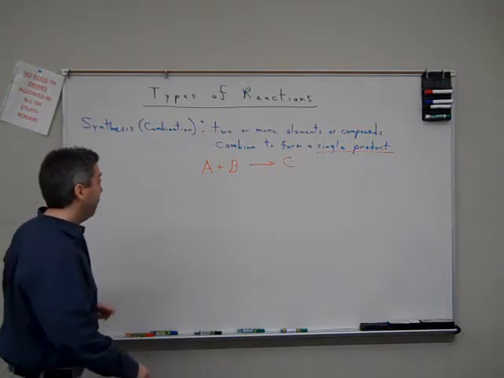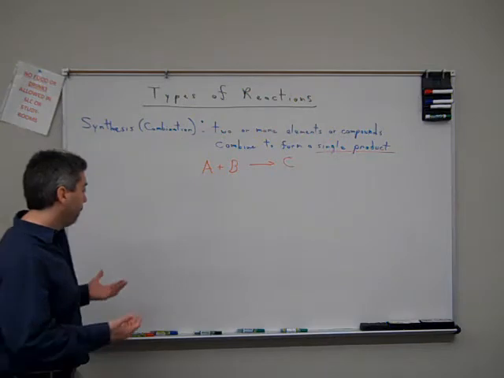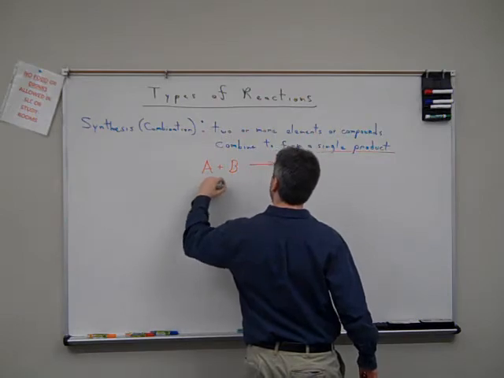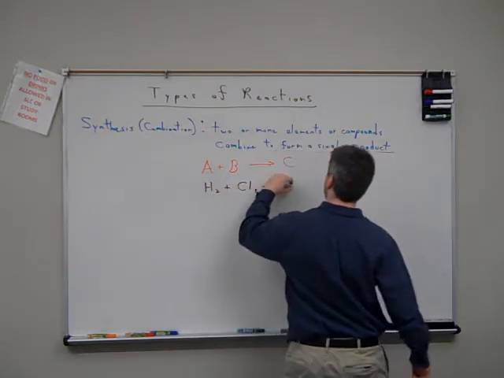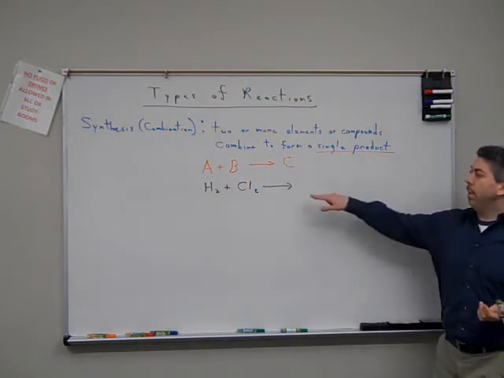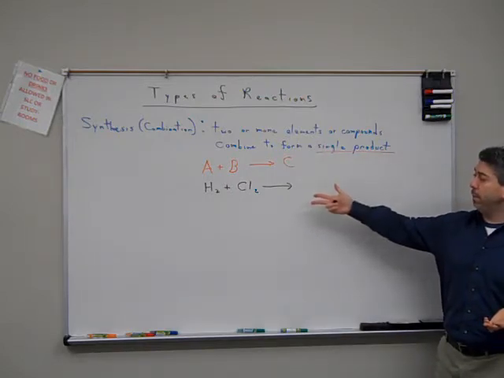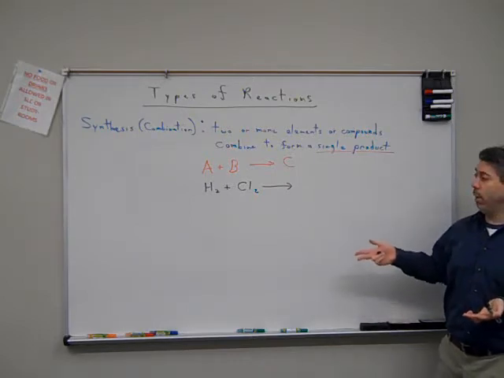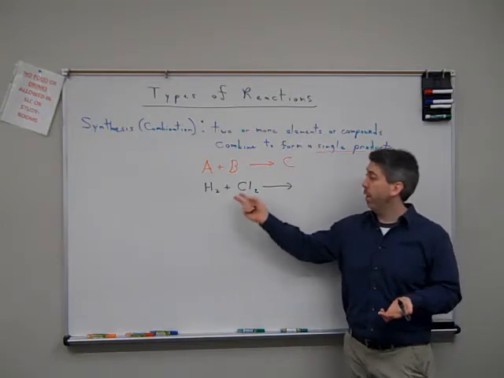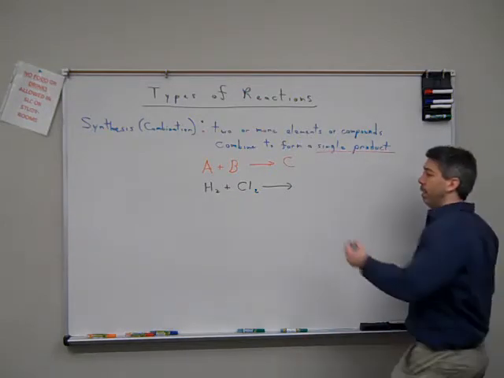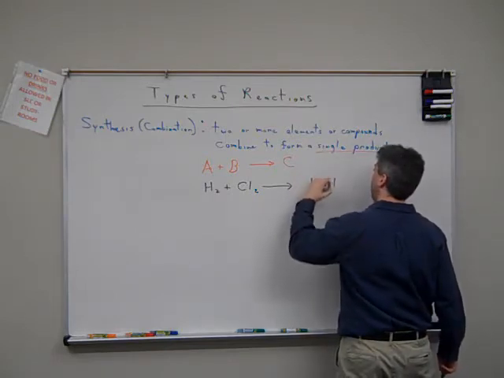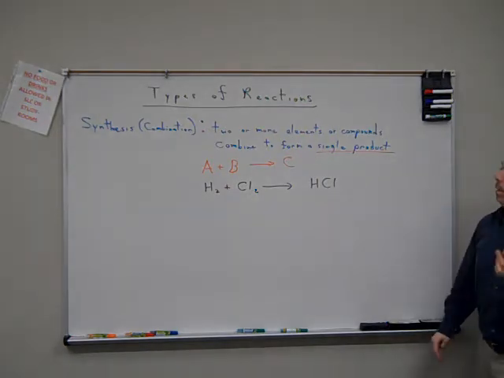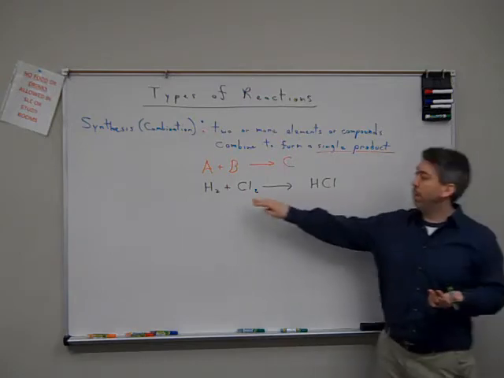An example of this would be if I have H2 plus Cl2. They're both elements, and in this case, both diatomic. When you put them together, you put them together according to their charge. Hydrogen tends to have a +1 charge. Chlorine tends to have a -1 charge. So this will be HCl.